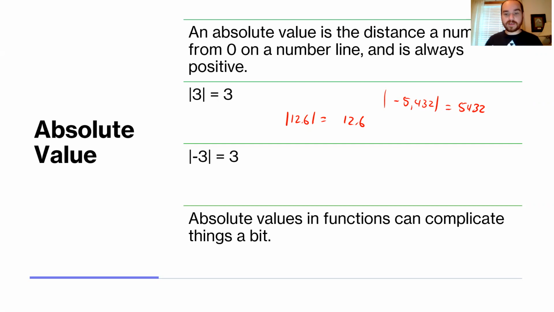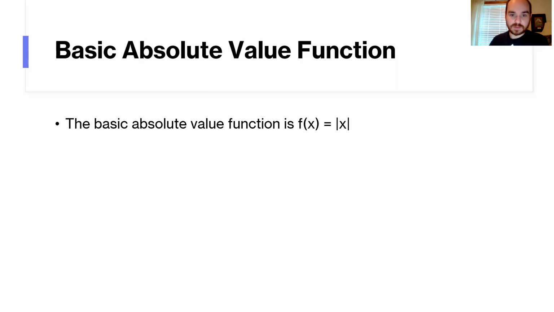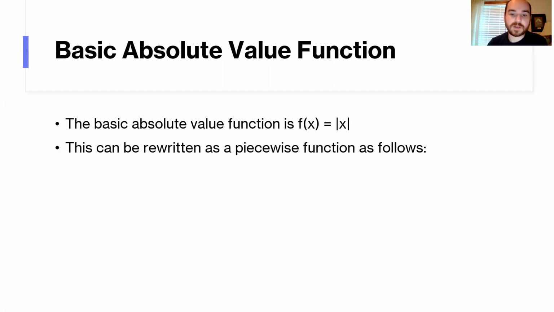But absolute values in functions can make things a little bit complicated. So let's first look at a basic absolute value function. The most basic absolute value function is f of x equals the absolute value of x. And this can be rewritten as a piecewise function as follows. f of x equals negative x if x is less than 0, and f of x equals x if x is greater than or equal to 0, right? If any number is less than 0, it's a negative number. The negative of the negative is positive. If any number is greater than or equal to 0, it's a positive number or a 0, so it's already positive. We don't need to flip the symbol. So that's all this is really doing here.